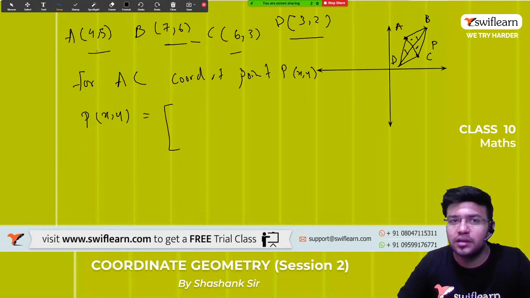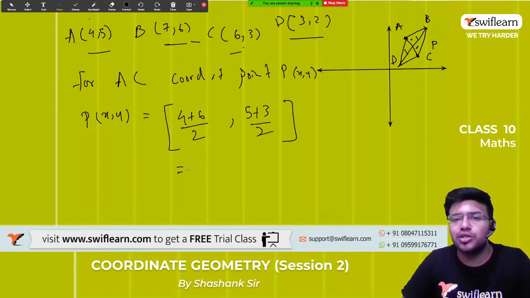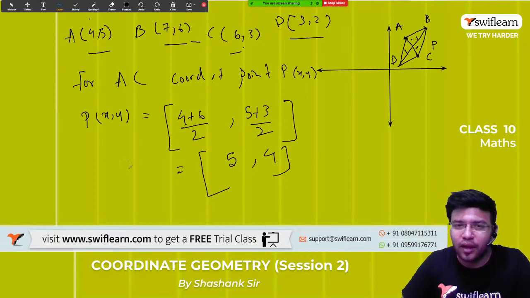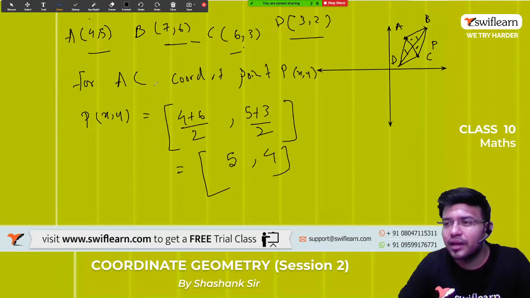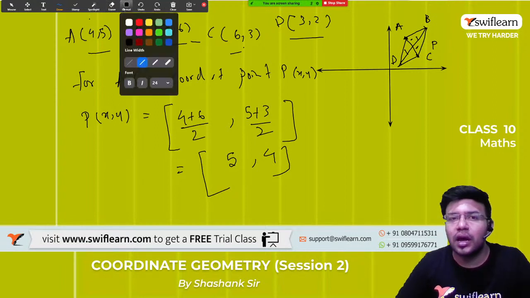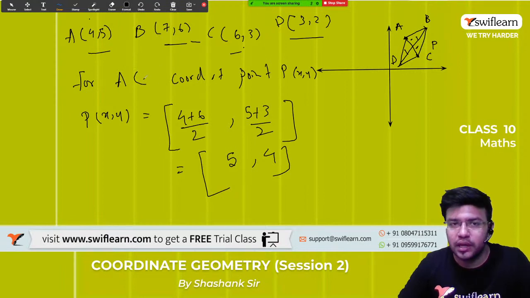So for points A and C, this is x1, this is x2: (4 + 6)/2, (5 + 3)/2. How much is the coordinate? 6 plus 4 is 10, 10 by 2 is 5. This is 8 by 2 is 4. Coordinates of point P is (5, 4) for line AC. Same, we need to do for line BD. Okay, for a segment, not a line, segment.